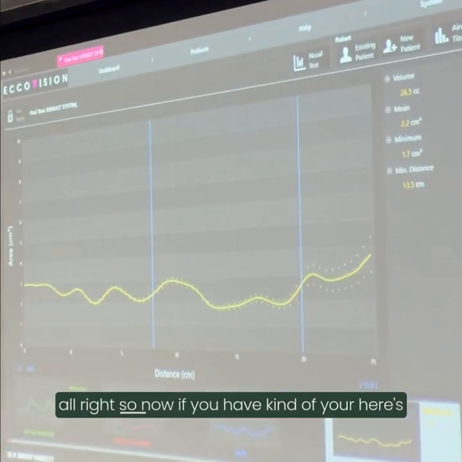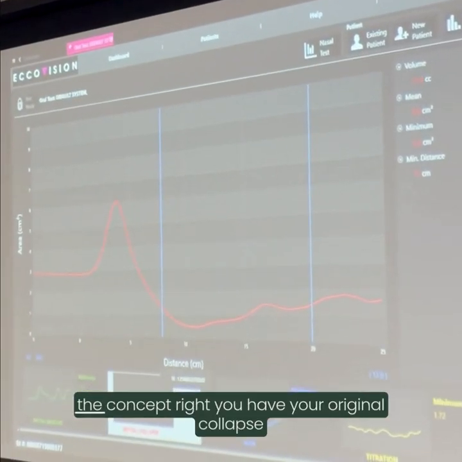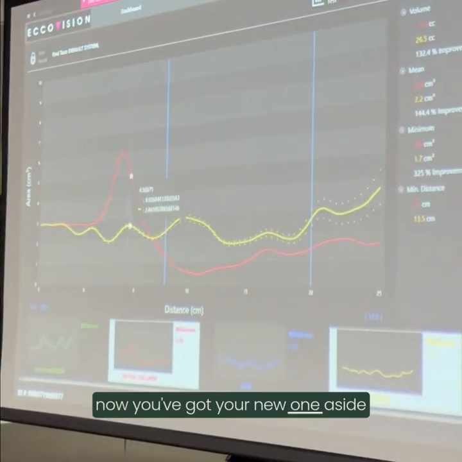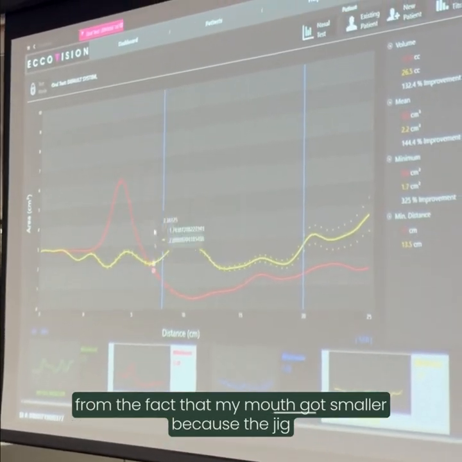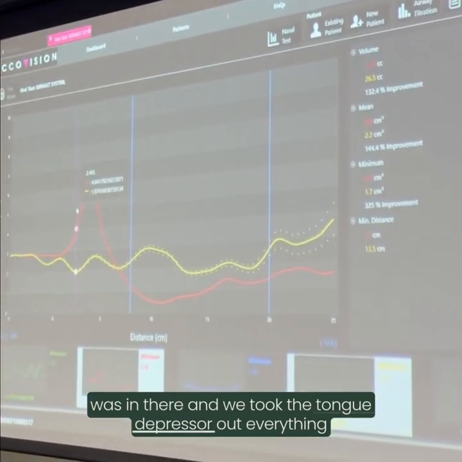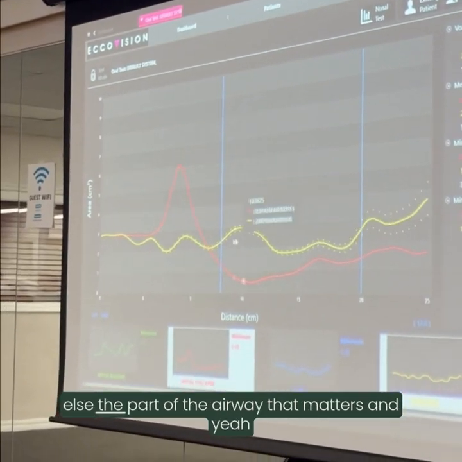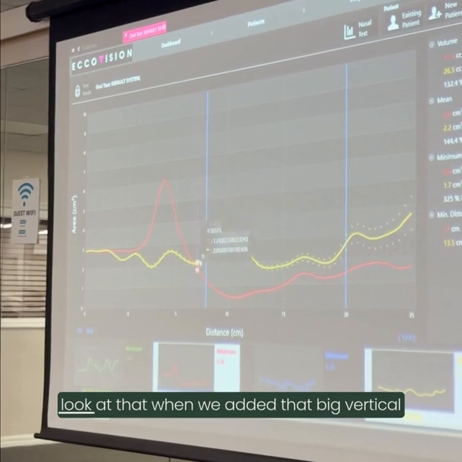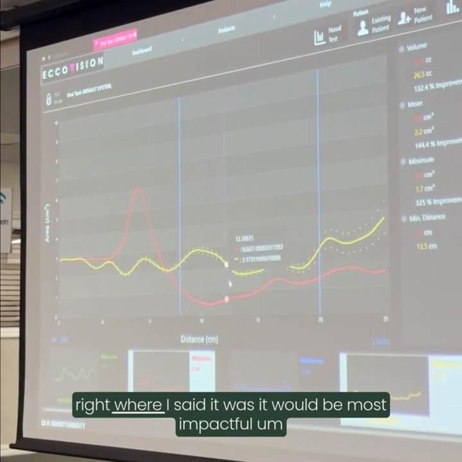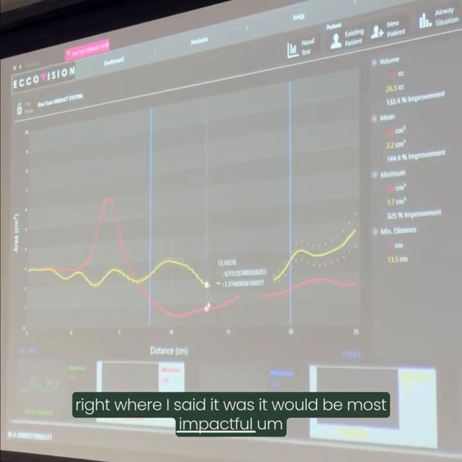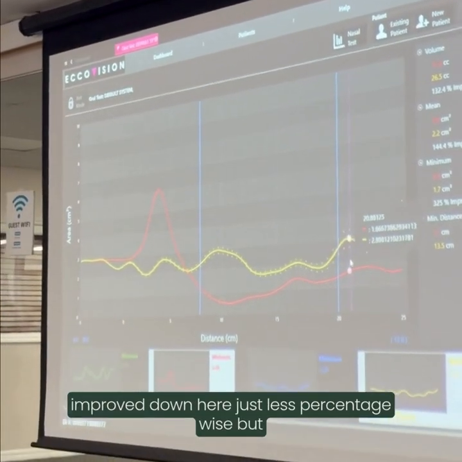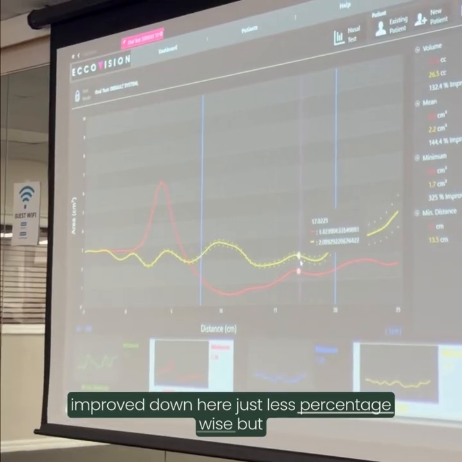All right, so now here's the concept, right? You have your original collapse, now you've got your new one. Obviously, aside from the fact that my mouth got smaller because this jig was in there, and we took the tongue depressor out, everything else, the part of the airway that matters, look at that. When we added that big vertical, what happened to the beginning of my airway, where I said it would be most impactful? We saw this huge improvement here. Still improved down here, just less so percentage-wise.